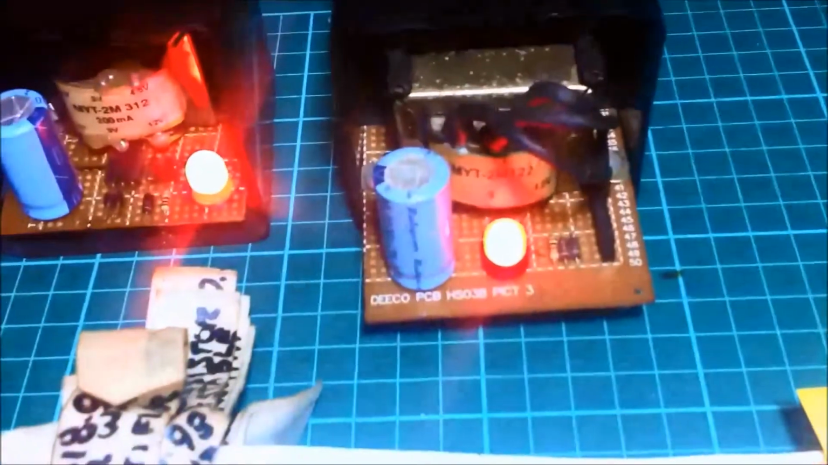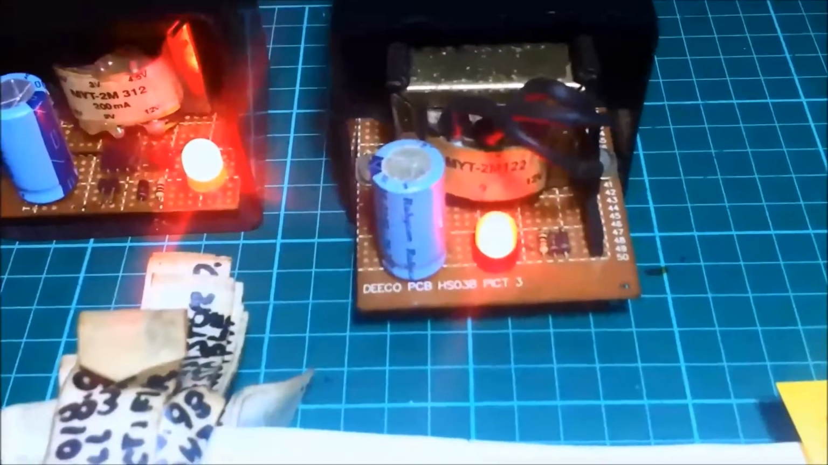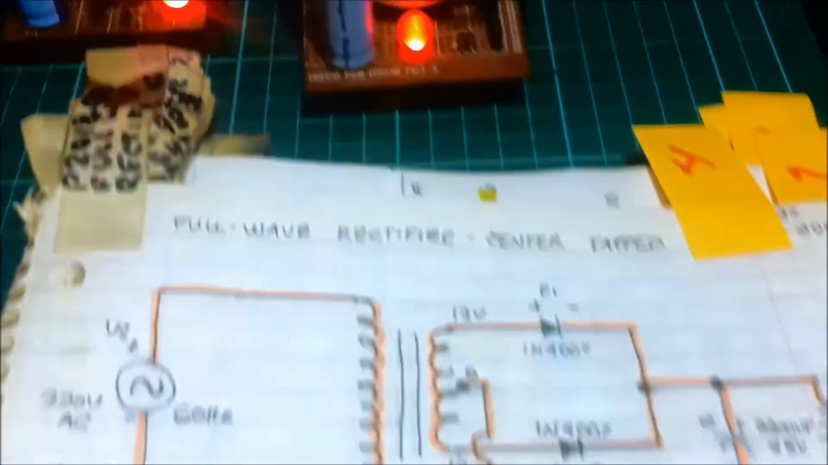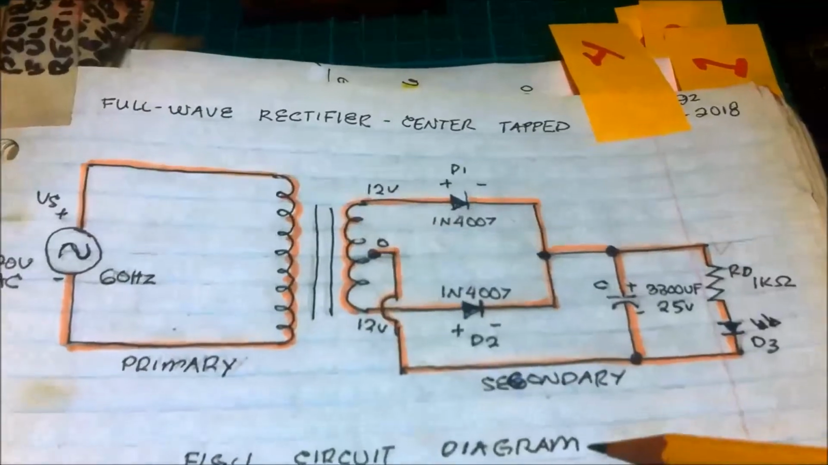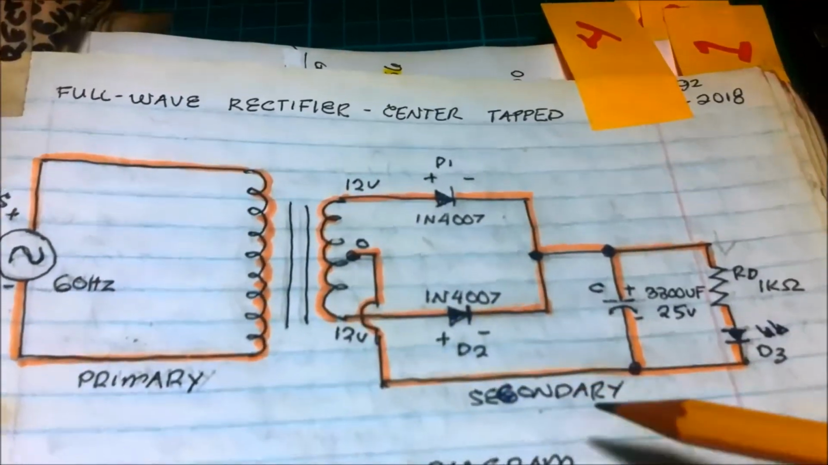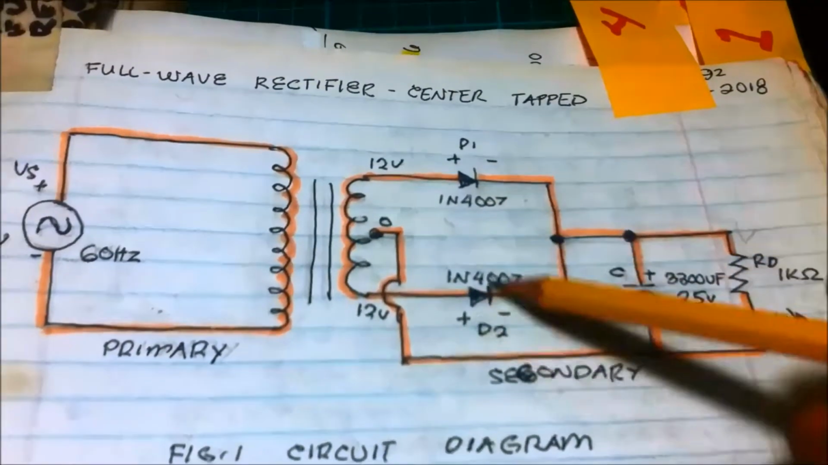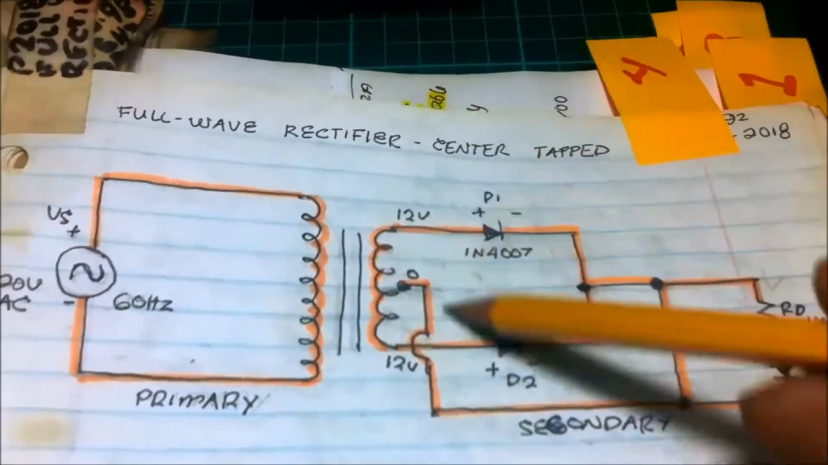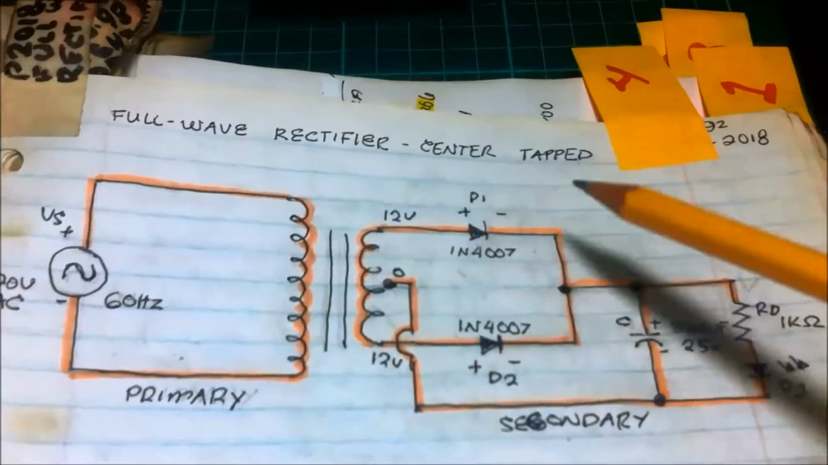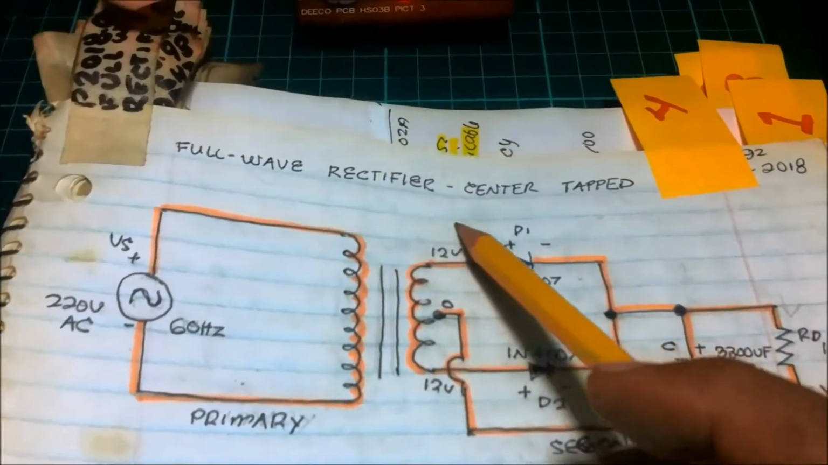And that makes the LED light steadily, or not blink. The LED is now not blinking. The LED is not blinking because of the construction of the project: 2 diodes, this full wave rectifier center tap.